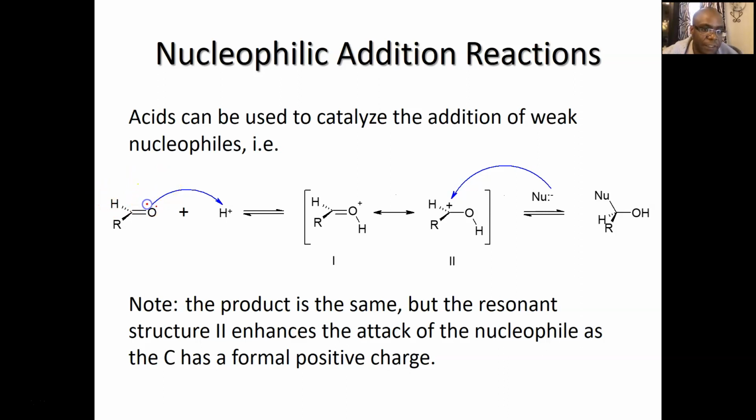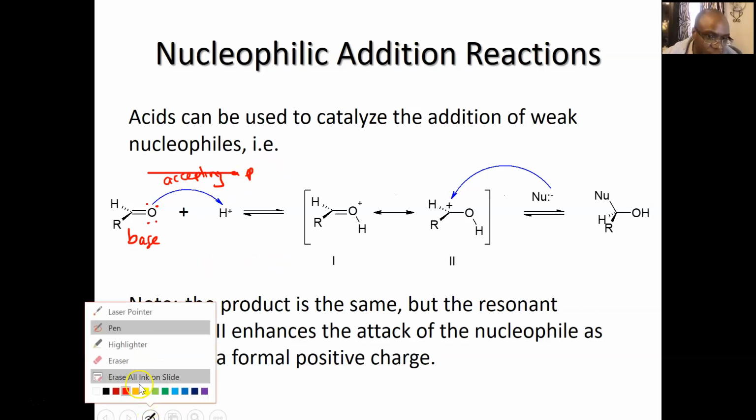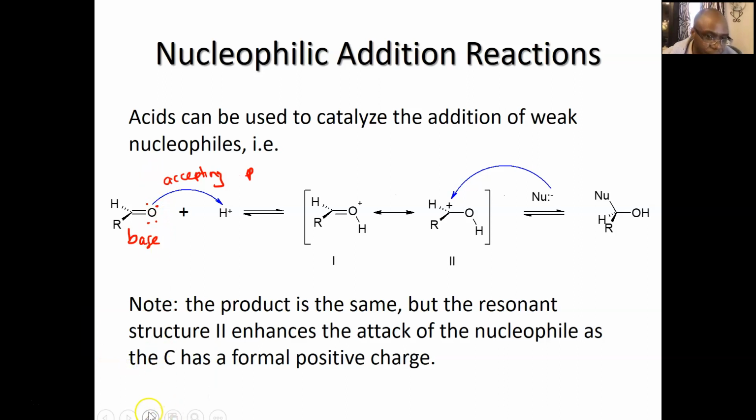So again, oxygen can use its lone pair to accept a proton. So this aldehyde will take the role of a base because it's accepting a proton. Let's clean up. So it's accepting a proton. So you have a formal charge. I did the math where you can do resonances. So this carbon right here becomes partially positive. That's an alcohol. And then the nucleophile, starting from the lone pair, can come to attack the positive center. You end up with an alcohol.